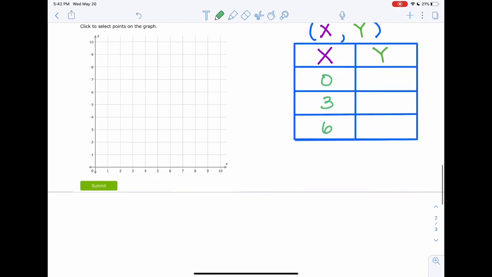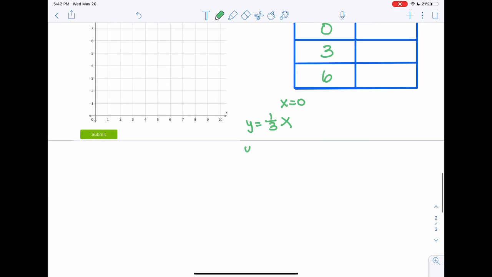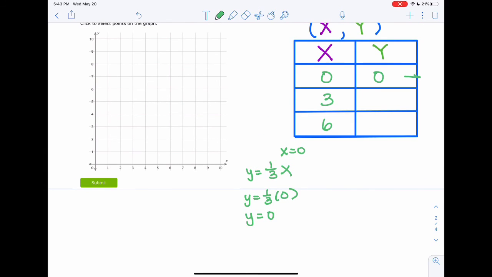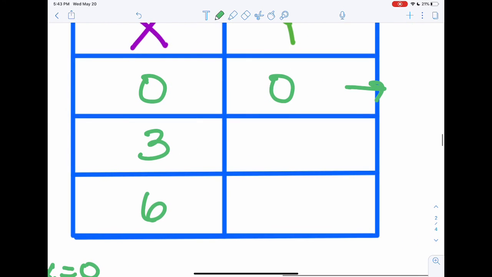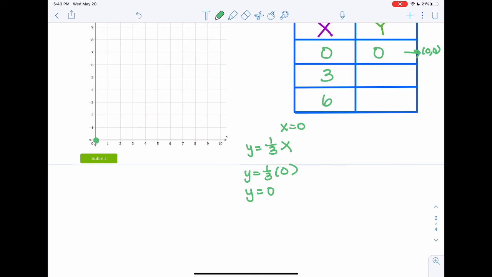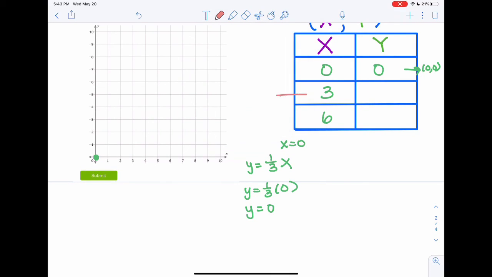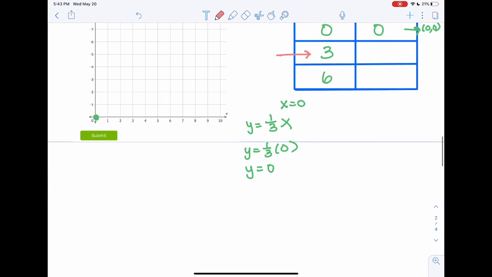All right. So when x equals 0, I have y equals 1/3 x. I'm going to substitute in 0 for x. Anything times 0 is 0, so I get y equals 0. So my point's going to be 0, 0. And on my graph, it's going to be right there. Okay, let's go ahead and move on to the next one. I have to pick this pretty orange.